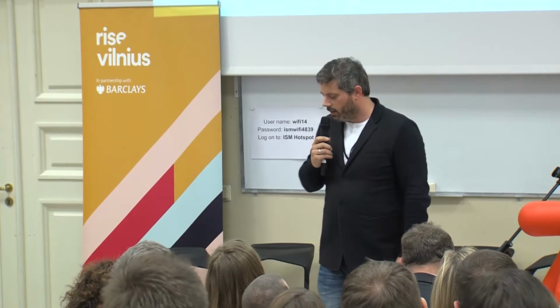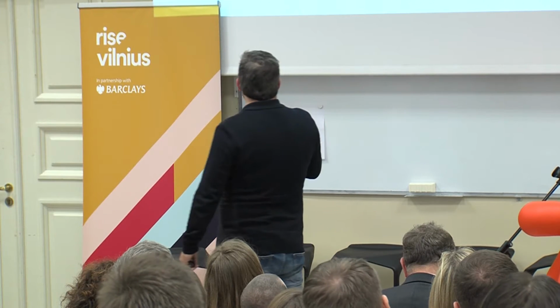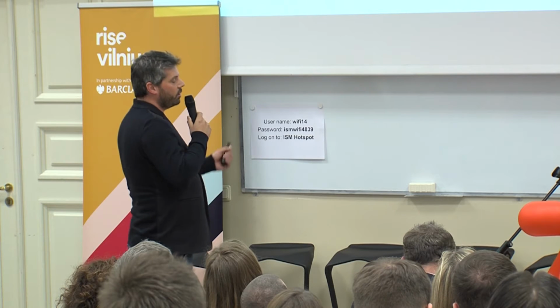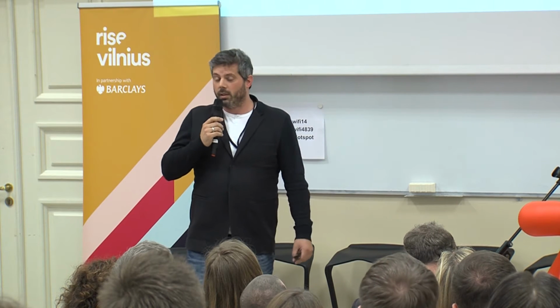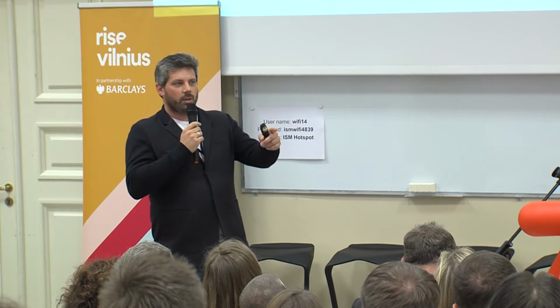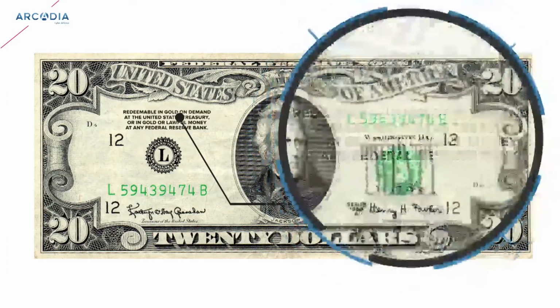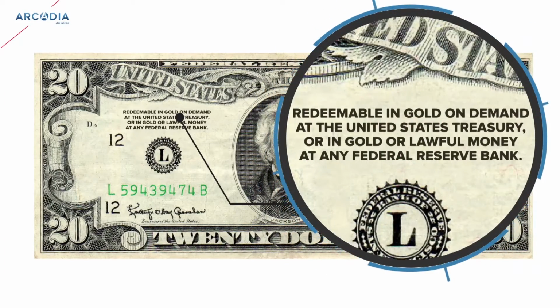Here's a $20 from the US Department, and it's a little bit old. There's something special about it. For those who don't know, and I did not know that until recently, please play the animation. That little text here says, redeemable in gold on demand at the United States Treasury, or in gold or lawful money at any Federal Reserve bank.